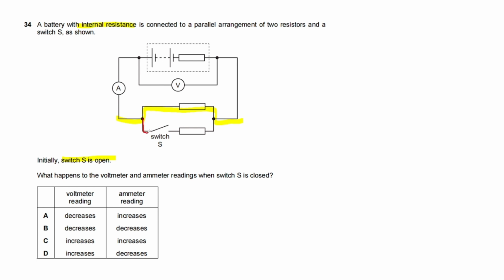So when this wire is connected, the current will be flowing through this resistor, and this would be the path the current would follow. Okay, not this one. So in this way, the resistance value would be less compared to the previous case. So as the resistance is less, the current would be more and the voltage would be less. The potential drop across this would be less, right? So the voltmeter reading will decrease and the ammeter reading will increase. So option A is the correct answer.